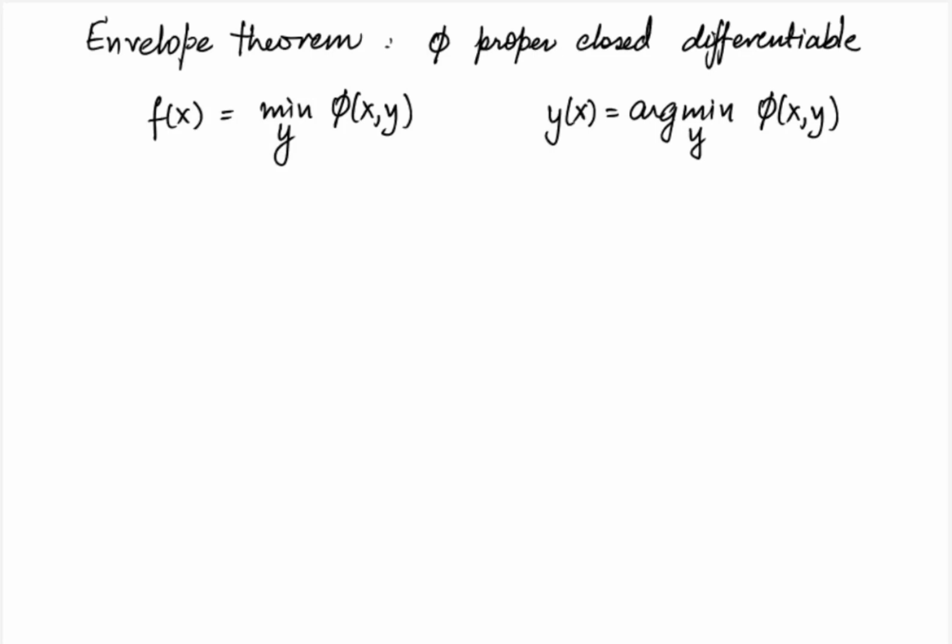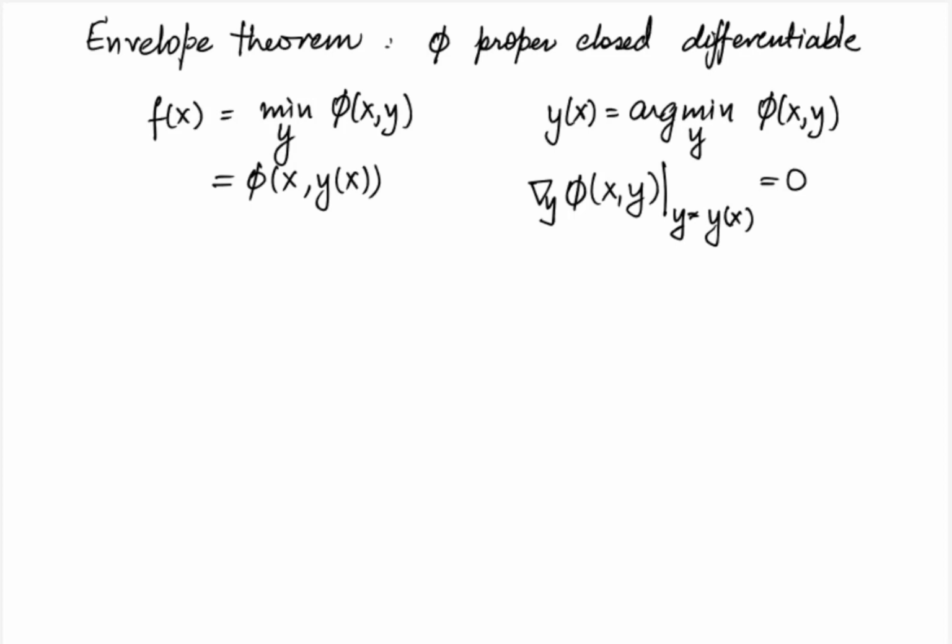Therefore, f of x can be written as phi of x comma y of x, because y of x is the value that minimizes phi with respect to y. Further, if phi is differentiable, we can write down the optimality condition, which says that grad y of phi of x comma y, which is the gradient of phi with respect to y, evaluated at y equal to y of x, is equal to 0.